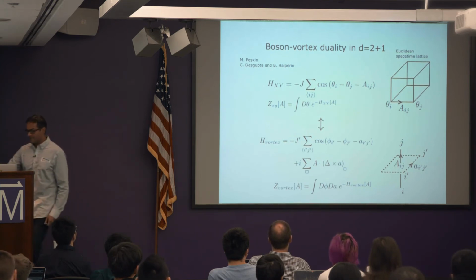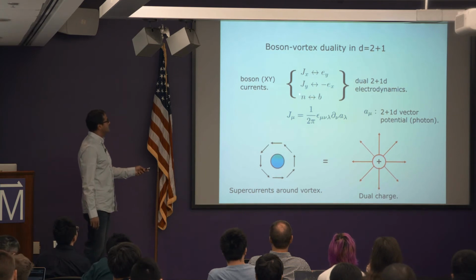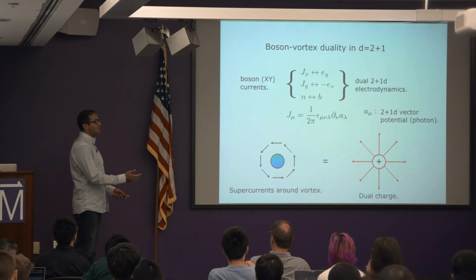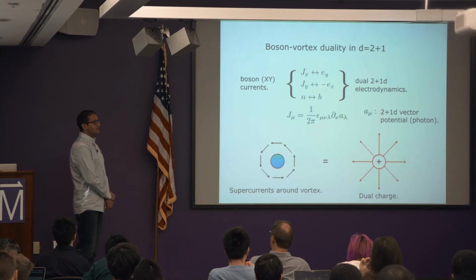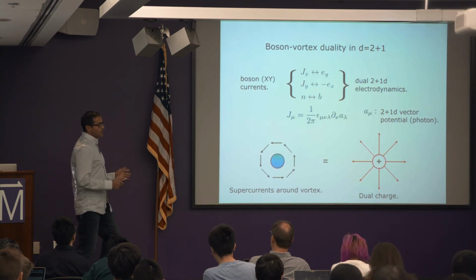Little a is exactly these things back here that I talked about. So the currents of the original XY model can be expressed in terms of the gauge fields, some dual gauge fields. They're dynamical variables.